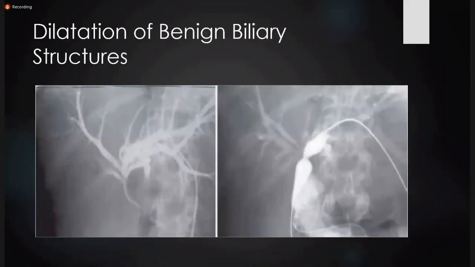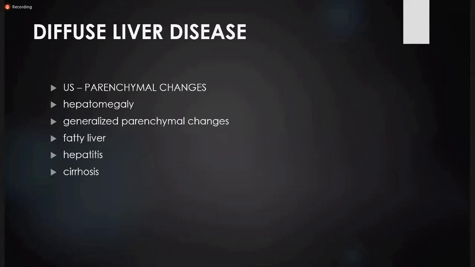So now we will go through a few of the basic liver diseases that we see commonly during our work. First thing is diffuse liver disease, anything that is involving the entire liver parenchyma. Ultrasound is the best modality to see parenchymal changes. You can see hepatomegaly, generalized parenchymal changes, fatty liver, hepatitis, cirrhosis.